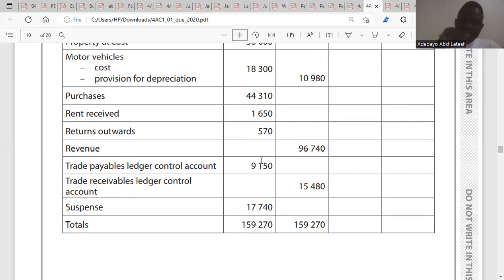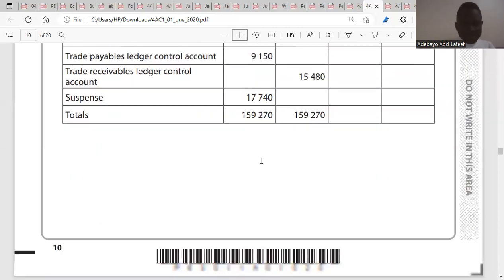Now, what you have to do is use the suspense account of 17,740. That means the total of 17,740 has wrongly been posted either to the debit side or to the credit side. That is what you have to do as an accountant. Is it clear? Great. So we go to 15B.